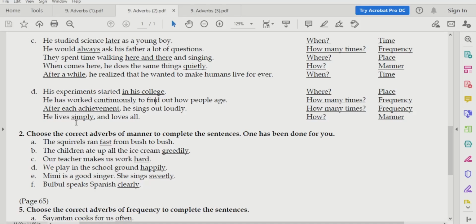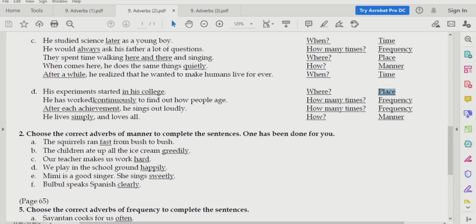Moving on to question D. His experiments started in his college. Now you can see college is a place. So automatically you will understand that you have to ask the question where. उसके experiments कहाँ शुरू हुए? In his college. Where? And it is an adverb of place.